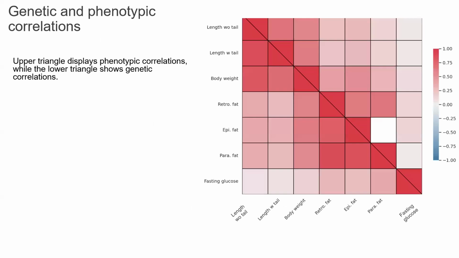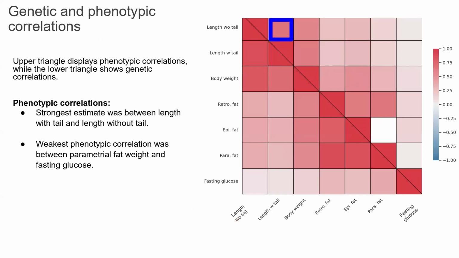So here in the upper triangle, I am showing the phenotypic correlations. And the lower triangle depicts the genetic correlations. The strongest phenotypic correlation was between length with tail and length without tail, and the weakest was between perirenal fat pad weight and fasting glucose.